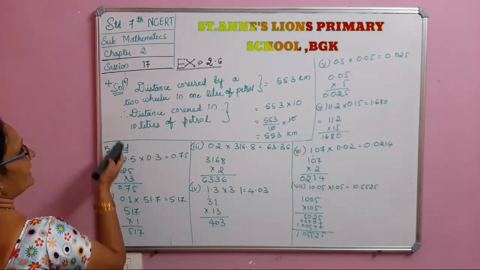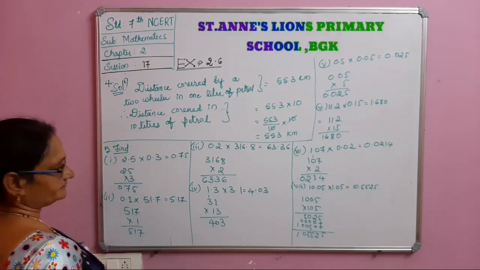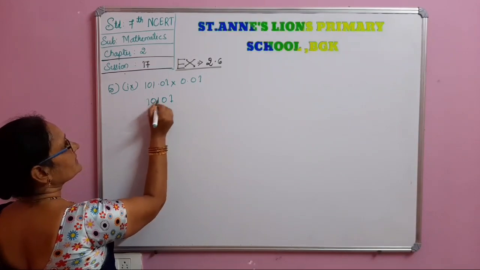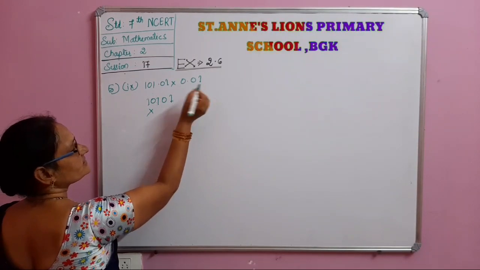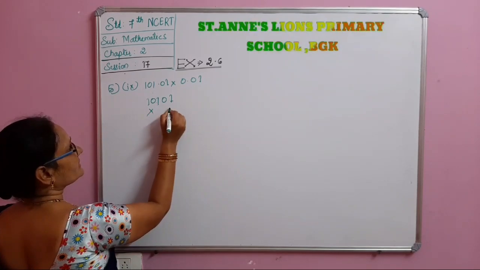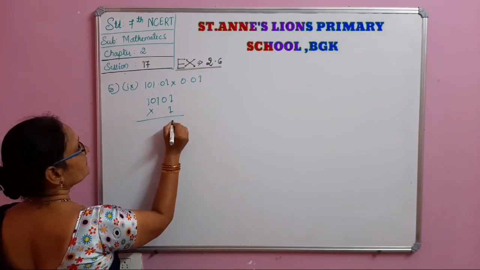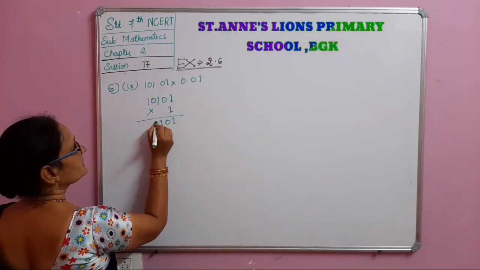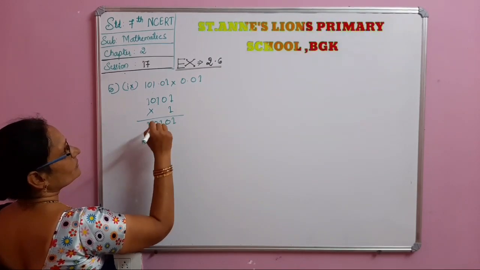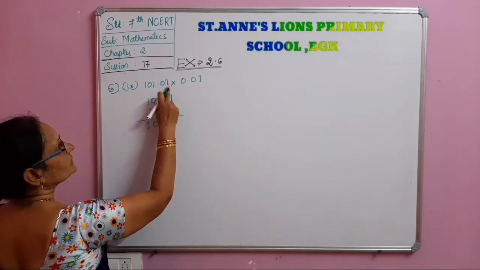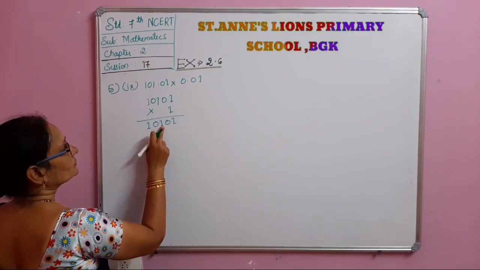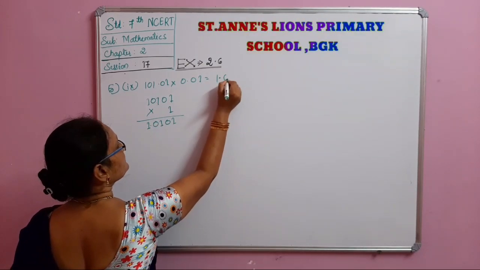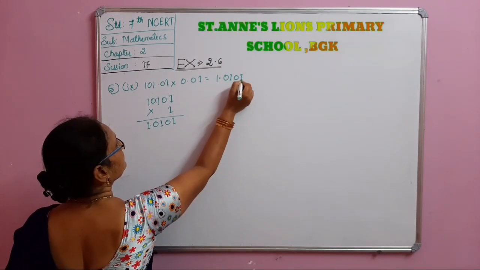Now 9th and 10th sum. So you just copy it. You can take directly 1 also. Behind 0 means no value. You can write 1 also. See 1 ones are 1, 1 zeros are 0, 1 ones are 1, 1 zeros are 0, 1 ones are 1. After how many places? 1, 2, 3, 4. So the answer is 1.0101.